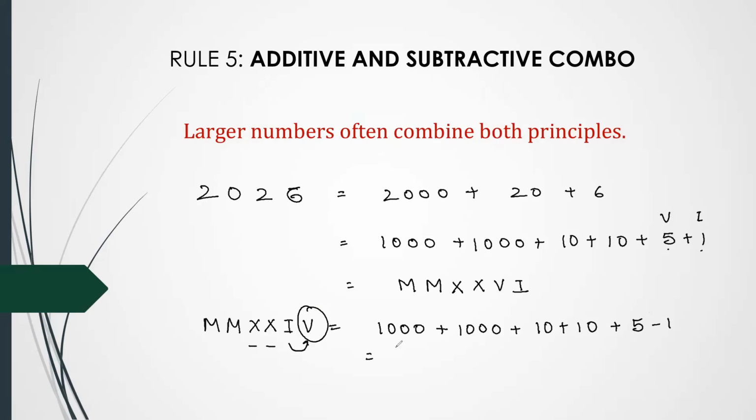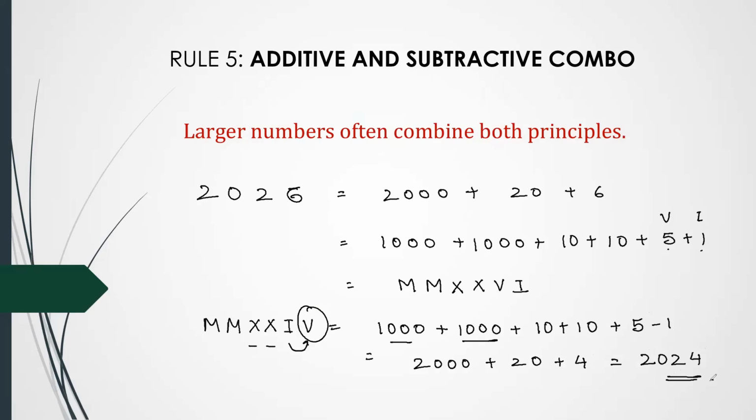5 minus 1. So over here we have 1000 plus 1000, 2000. 10 plus 10 is 20 and 5 minus 1 is 4. So the number becomes 2024. Now, I hope the rules of writing and reading the Roman numerals are clear.